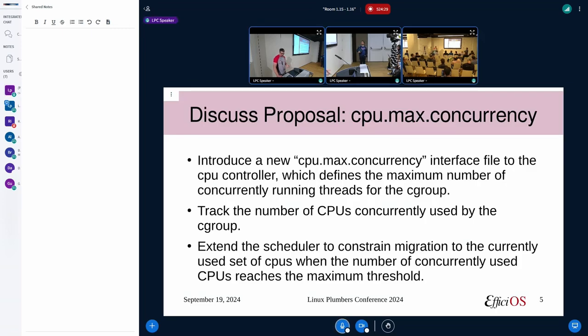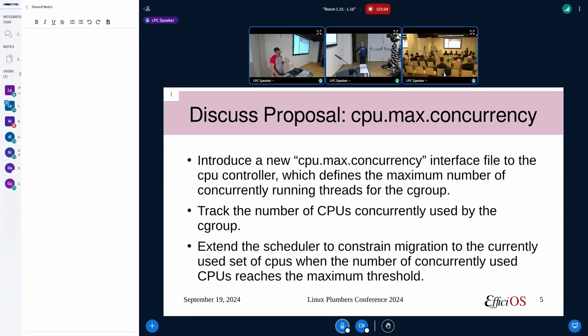So the proposal I want to discuss is basically adding something that could look like a CPU max concurrency interface to the CPU cgroup. That interface file would allow the scheduler to put an upper bound on the maximum number of CPUs that can be concurrently used by that cgroup. See it as the number of run queues in which tasks from that cgroup can be enqueued.